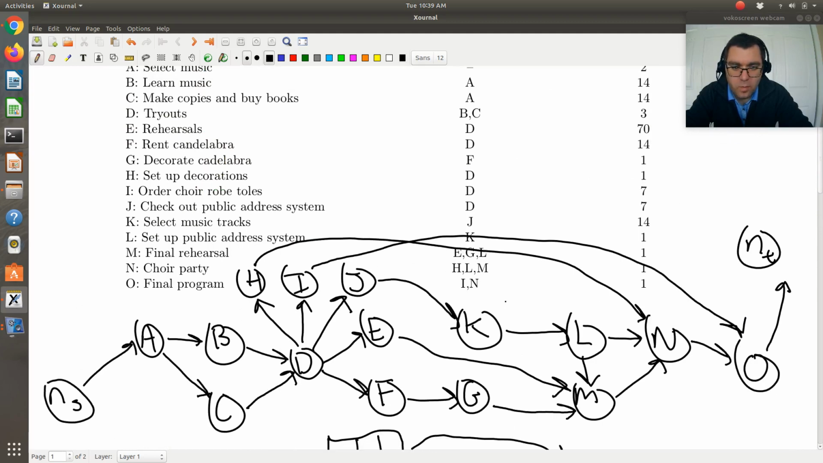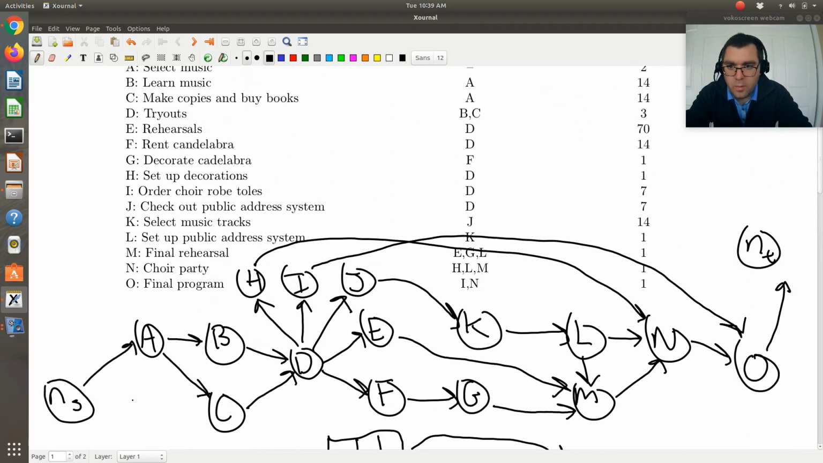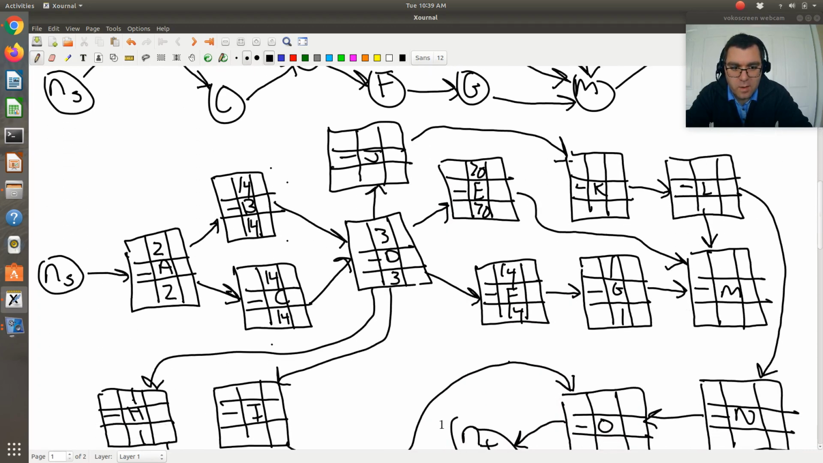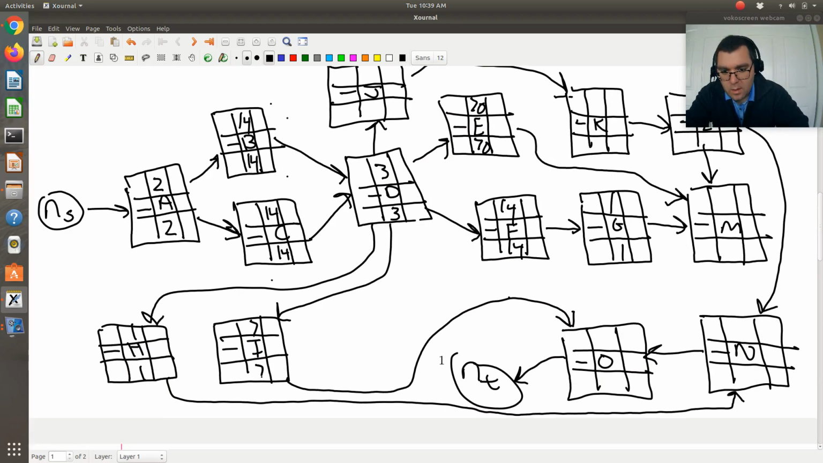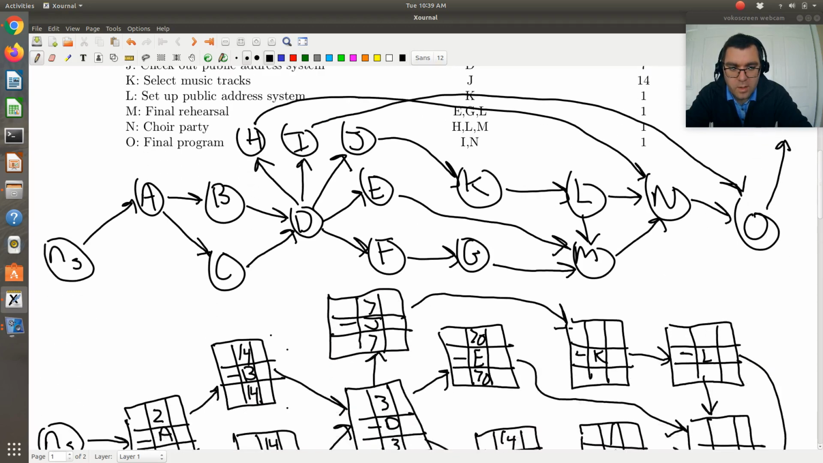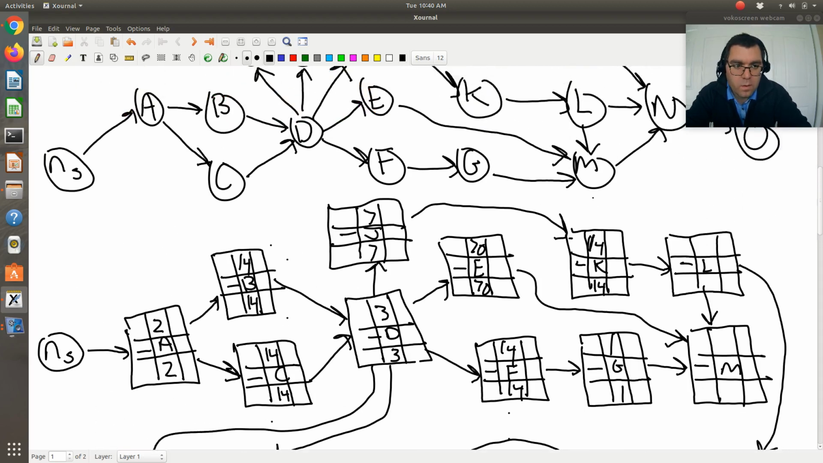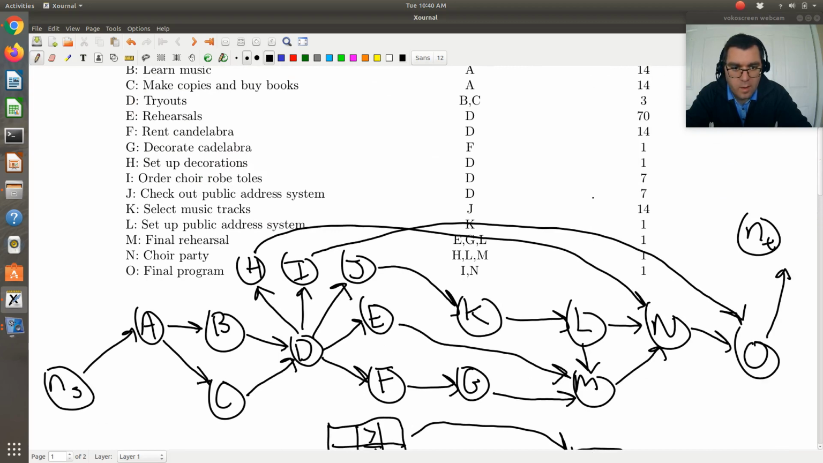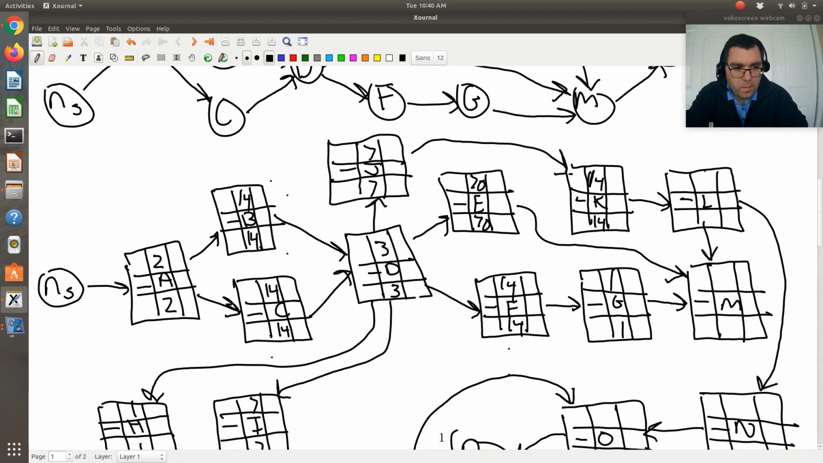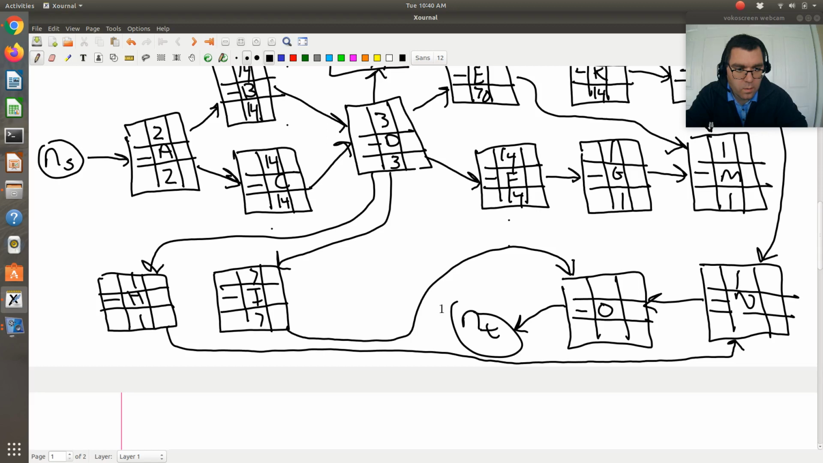Okay, G and H are both 1. I and J are both 7. K is 14. Then L, M, N, and O are all 1.